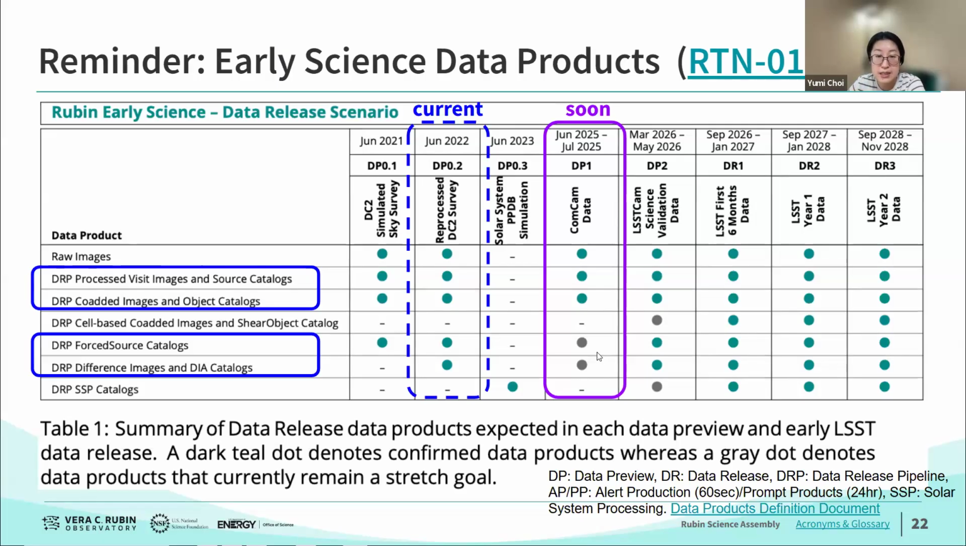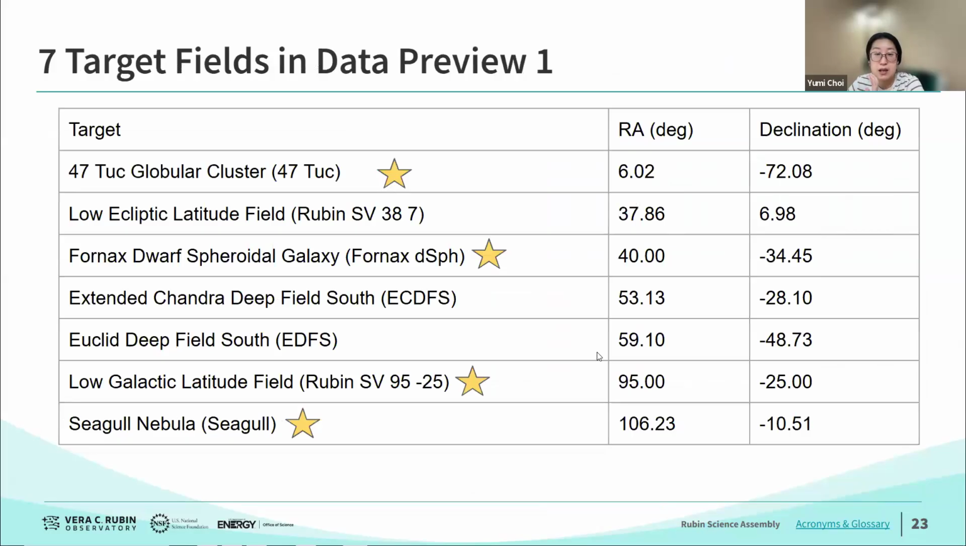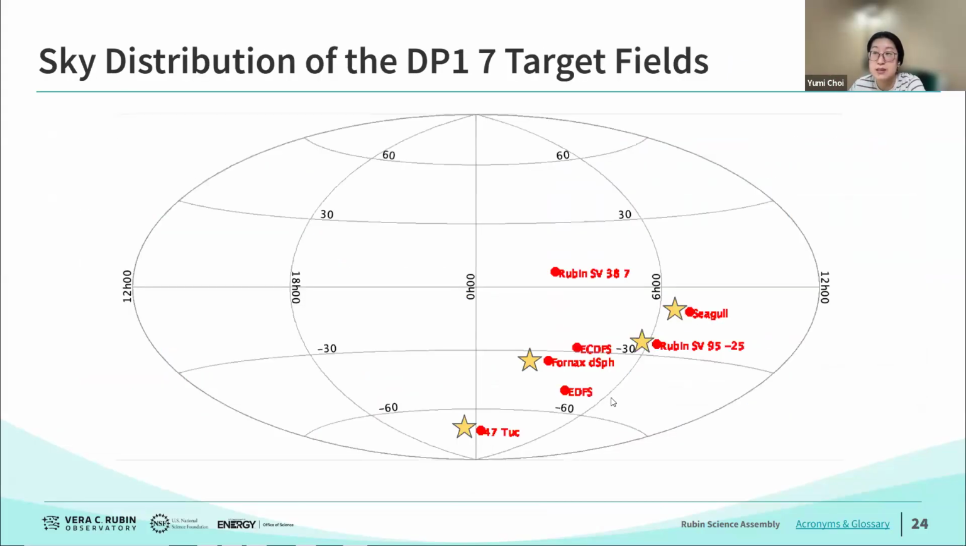Right. Next slide, please. And there will be 7 target fields in DP1. We highlight 4 of those that are most relevant to stars and Milky Way science, but not limited to, which are the 47 Tuc globular cluster field, the Fornax dSph field, the low galactic latitude field, and the Sickle Nebula field. That might be the most relevant fields for us. And this is their sky distribution.